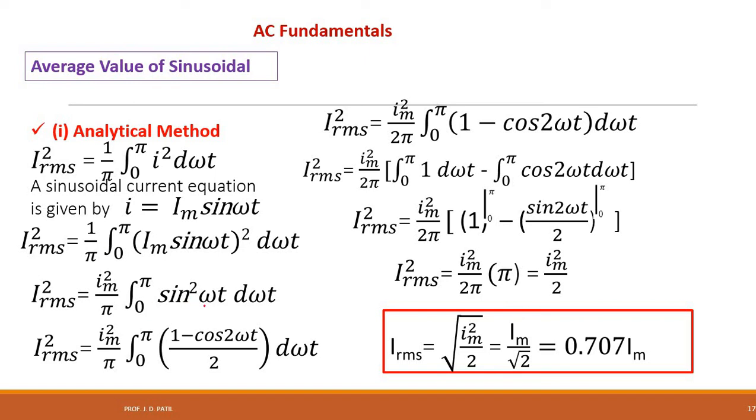Converting i square sin square omega t to remove the square, it becomes 1 minus cos 2 omega t, divided by 2. So IRMS square is equal to Im square divided by 2 pi as it is, with the 2 taken outside the integration, and the integration from 0 to pi of 1 minus cos 2 omega t d omega t. So we get the final answer as IRMS equal to 0.707 Im.